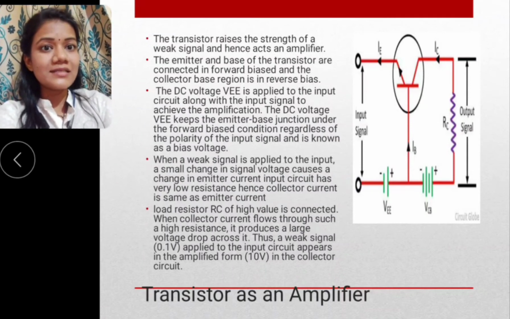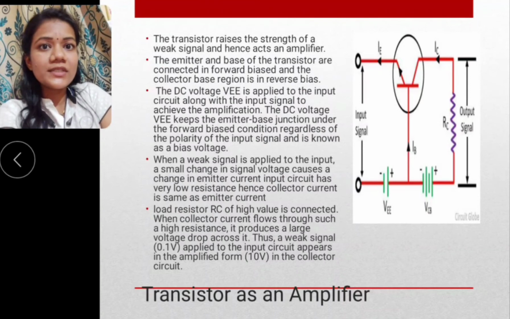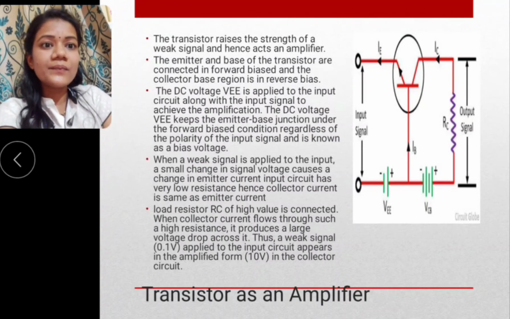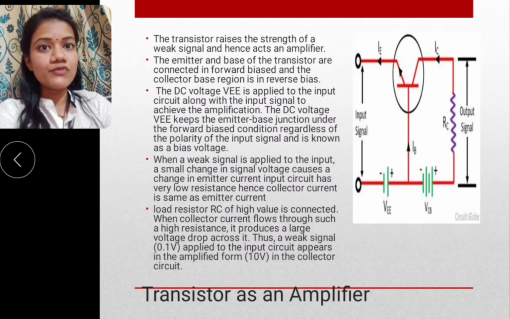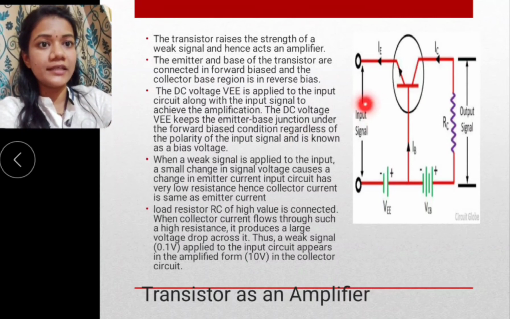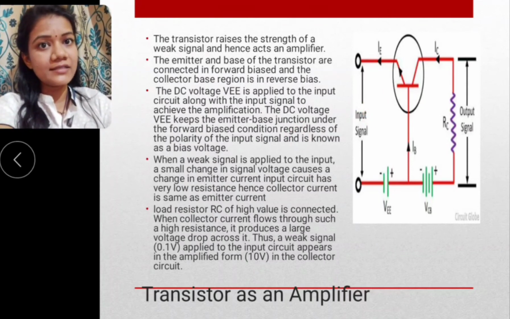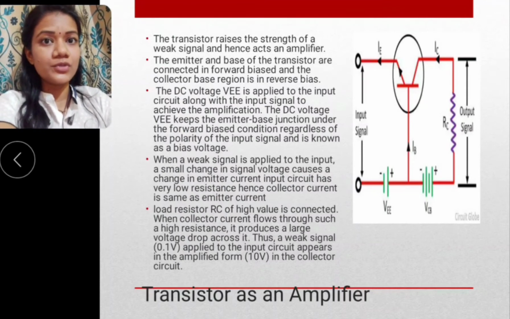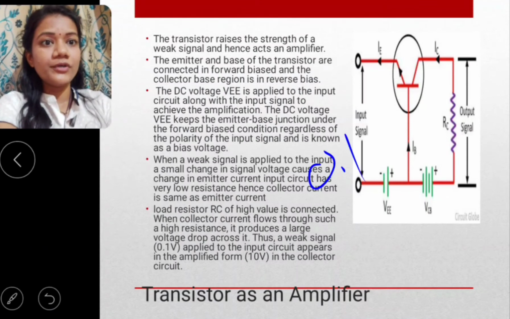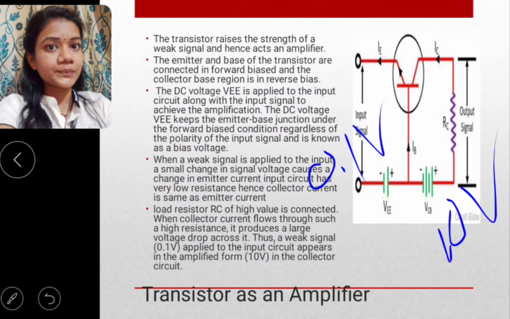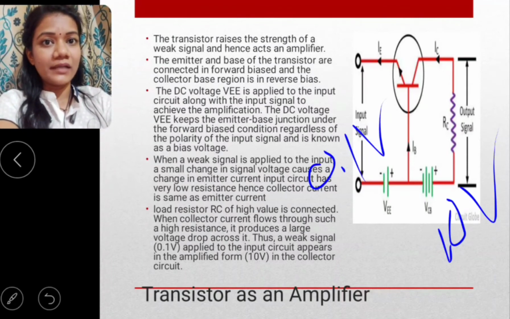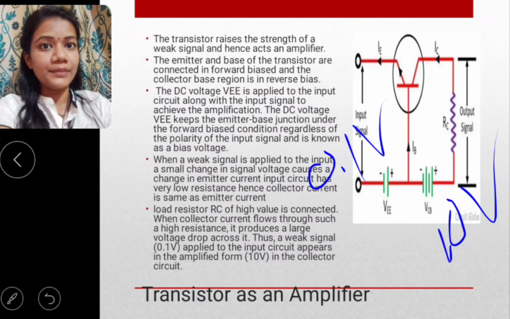The load resistance has a high value, so because of this high resistance value, there is a large voltage drop across it. Thus the weak signal, suppose we applied 0.1 volt at the input side, then at the output side, because of the high resistance value, we get a large voltage drop. So our output may be 10 volt. It means at the input side, if your voltage is 0.1 volt, then at the output side you get 10 volt. So it is nothing but amplification. In this manner, the transistor works as an amplifier.